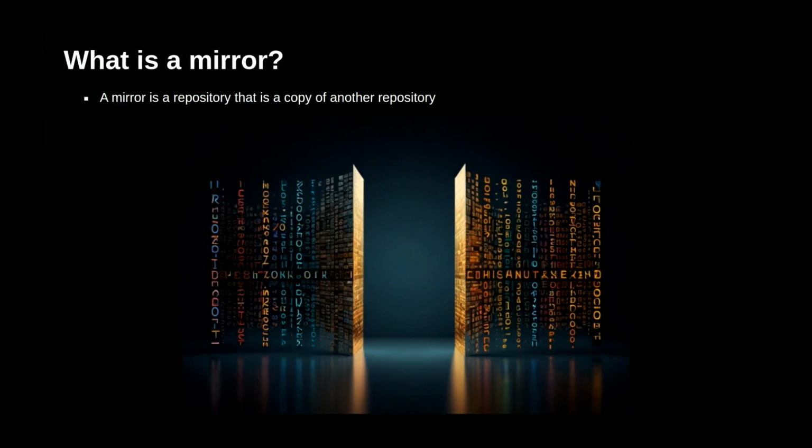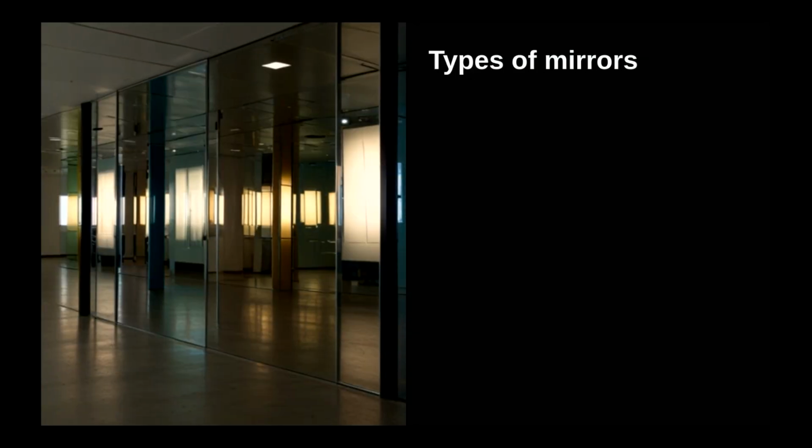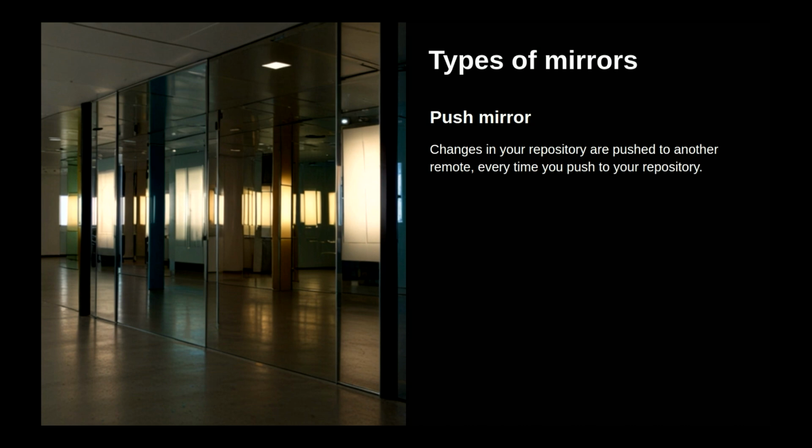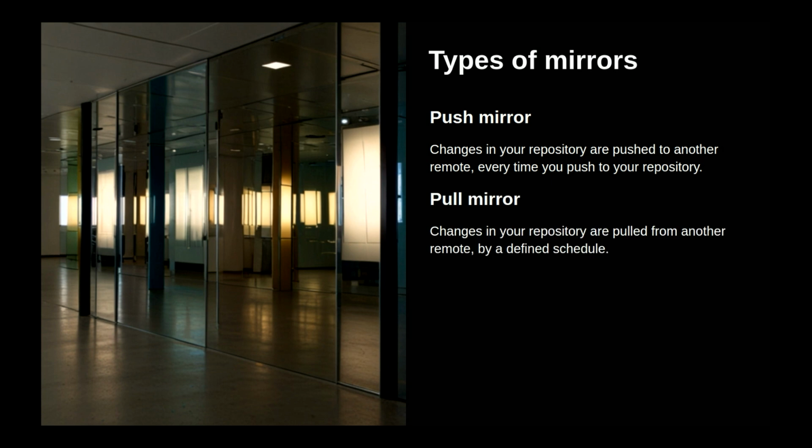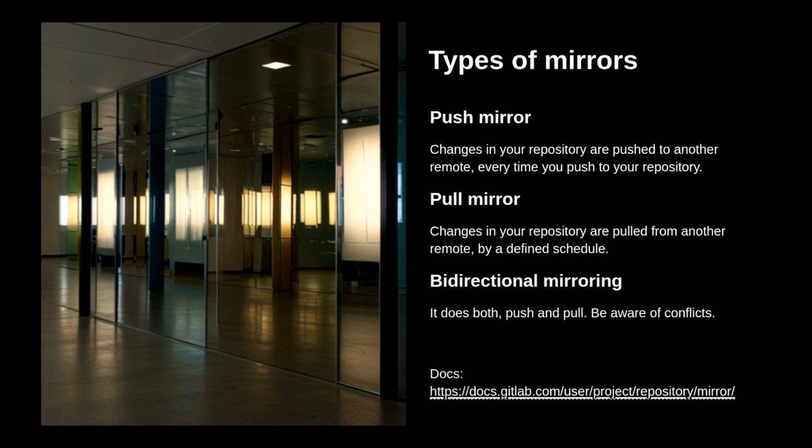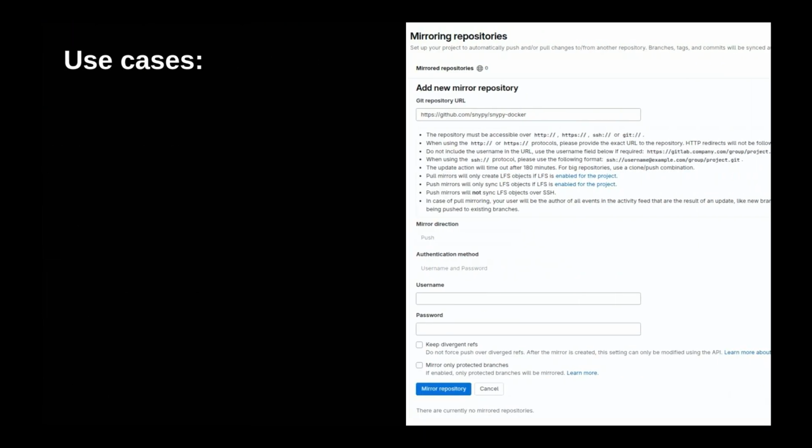What is a mirror? A mirror is basically a copy of your repository, but it's also a feature inside of GitLab. What can you do with mirrors? There are a few types of mirrors. There are push mirrors, which means you can forward your code to another repository. There are pull mirrors, which means you can get code from an outside repository to your repository. And there are bidirectional mirrors. But be aware, you may have conflicts when you use them. And you can find much more documentation on the GitLab website.